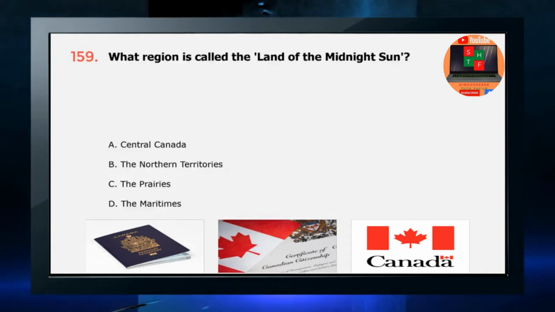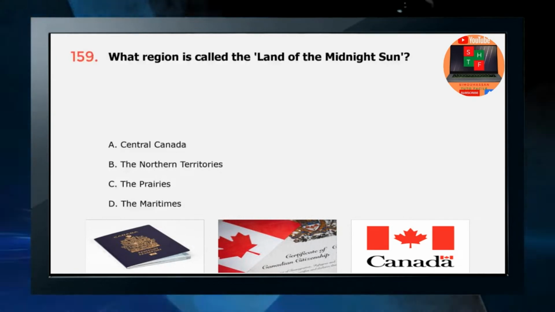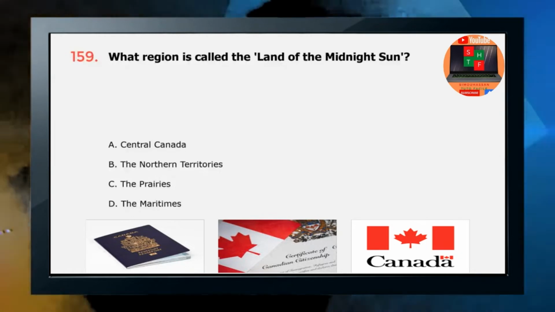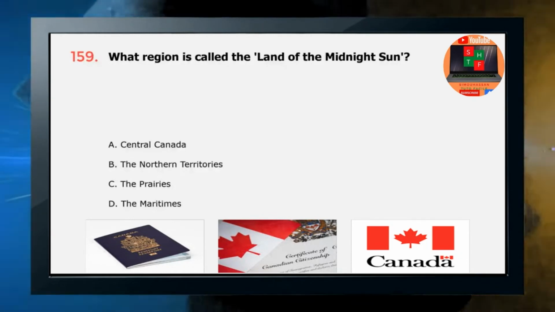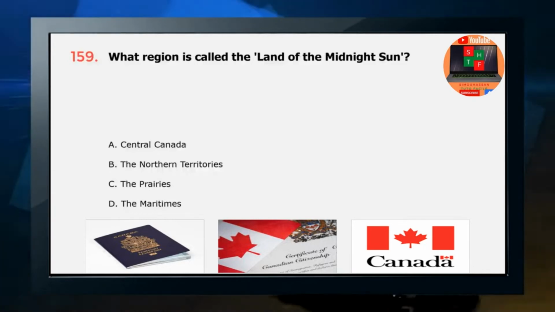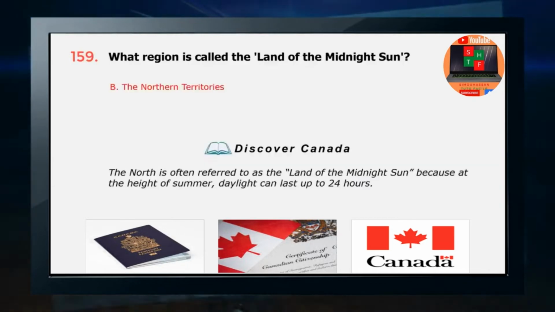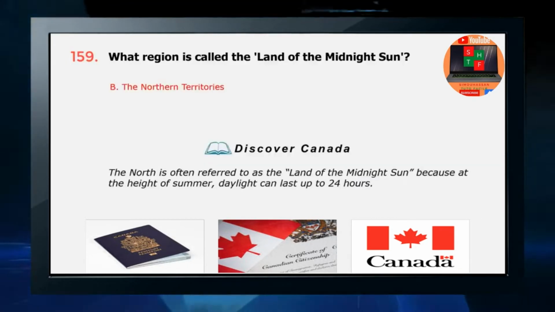Question 159. What region is called the Land of the Midnight Sun? A. Central Canada. B. The Northern Territories. C. The Prairies. D. The Maritimes. The answer is B. The Northern Territories.